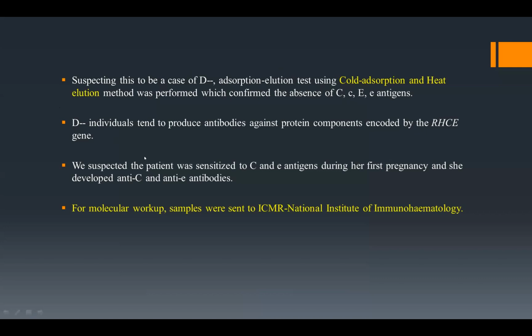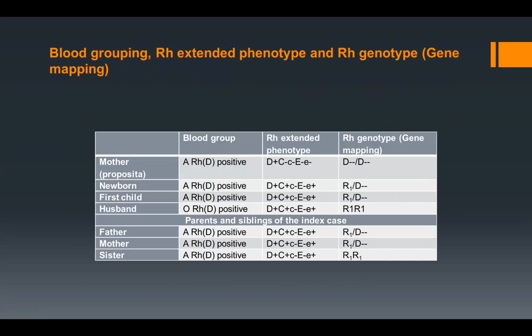Then we brought back the family members of the lady: her husband, her first child, and all her family members, like mother and father, and she has one more sibling, a sister. For everybody, we did blood grouping and extended phenotyping. This is how the blood groups appeared. The lady, her newborn and the first child were A RhD positive, and the husband was O RhD negative. The father and mother of the lady were A RhD positive, and the sister also.